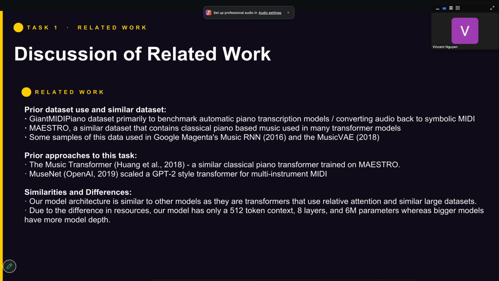Prior approaches to this task include the Music Transformer in 2018, which is similarly a classical piano transformer trained on the Maestro dataset. And then MuseNet in 2019 was used to scale a GPT-2 style transformer for multi-instrument MIDI. For some similarities and differences, our model architecture is similar to the other models, as they're also transformers that use relative attention and similarly large datasets. But due to the differences in resources, our model only has 512 token contexts, 8 layers, and 6 million parameters, whereas bigger models have more model depth.